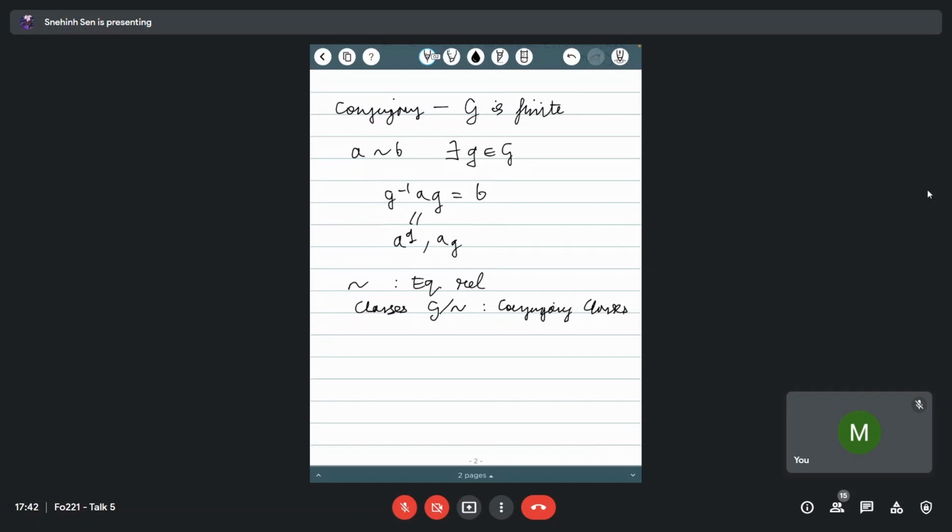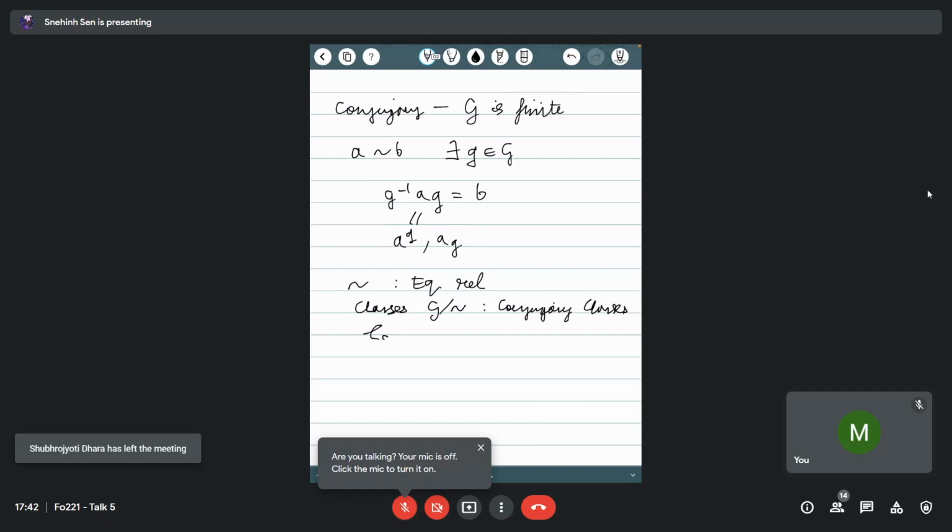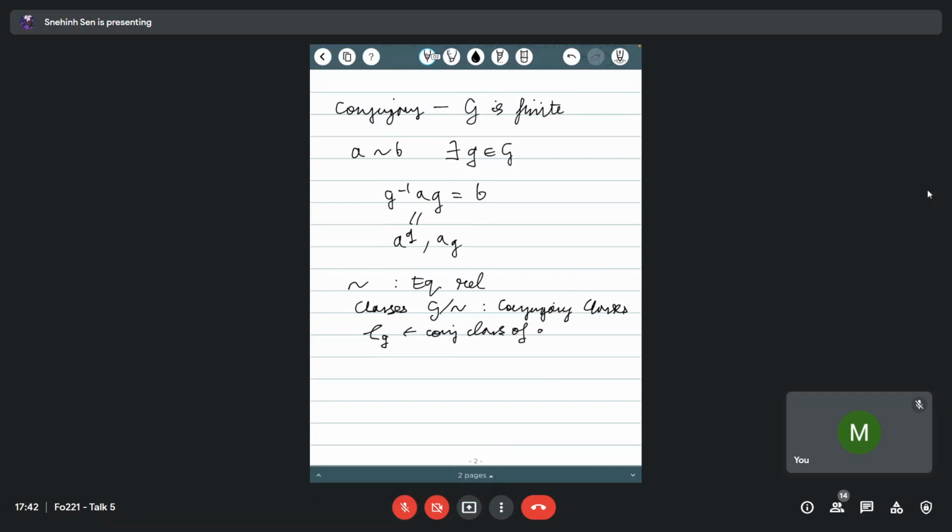So you have done some group actions as well in the last one. So you might have seen this fact that if this is the conjugacy class of G, and this is the centralizer of G. Have you seen what a centralizer is? Yes. Okay.